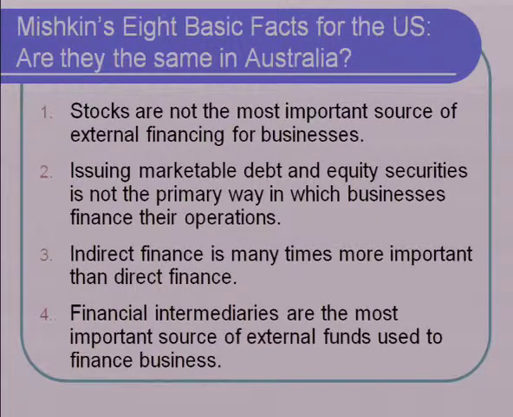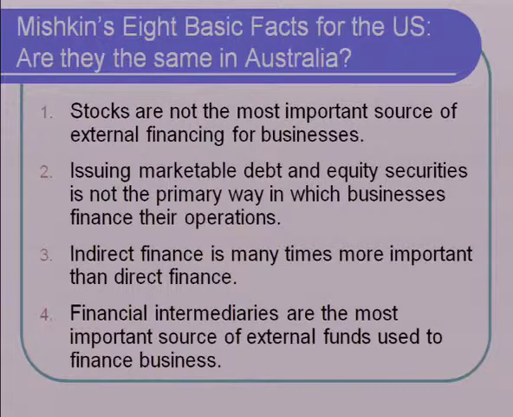So his third point, indirect finance is many times more important than direct finance. Well, in fact, we've just seen that in 2010-11, direct finance was more important than indirect finance for Australia in 2010-11. Indirect finance was only 0.71 times the amount of direct finance. And the fourth point there is that financial intermediaries are the most important source of external funds used to finance business. Well, again, that's wrong for Australia in 2010-11.